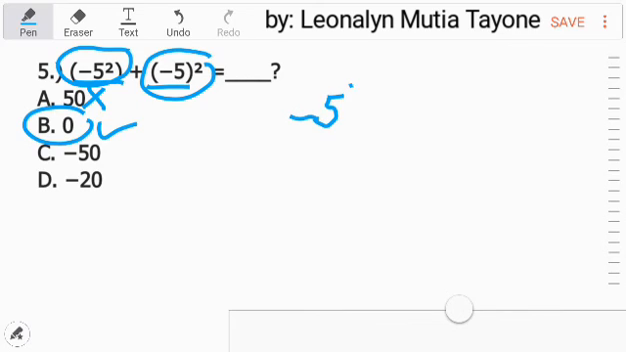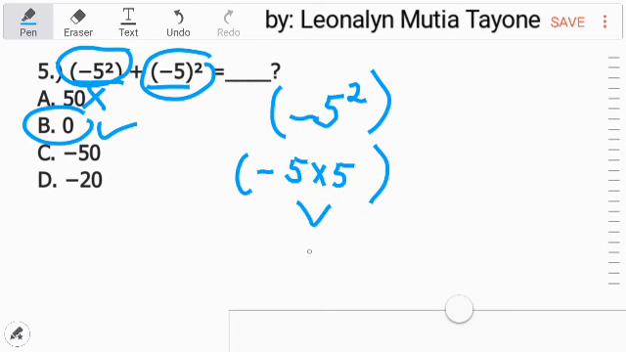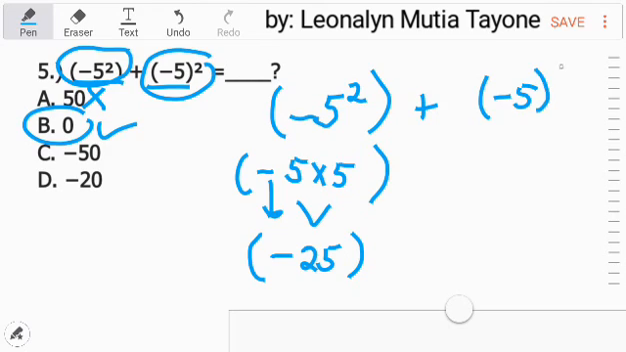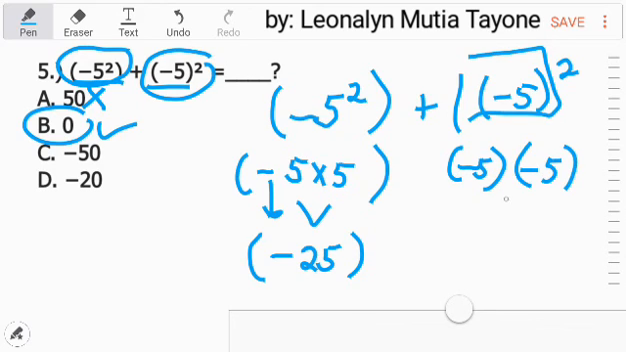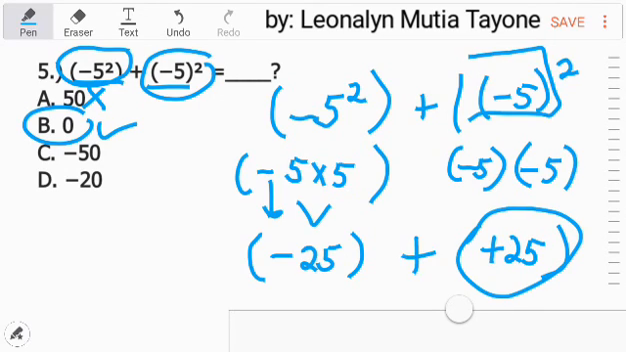Isa-isahin natin. Si negative 5 raised to 2. Si negative, hindi kasali. Yung 5 lang ang i-multiply natin. So, this is 25 at saka yung negative, kopyahin lang. So, ang sagot dito ay negative 25 plus negative 5 raised to 2. So, ito yung i-multiply natin. Negative 5 times negative 5 and that is positive 25. So, itong si positive 25, negative 25 plus positive 25, ang sagot dyan ay 0.